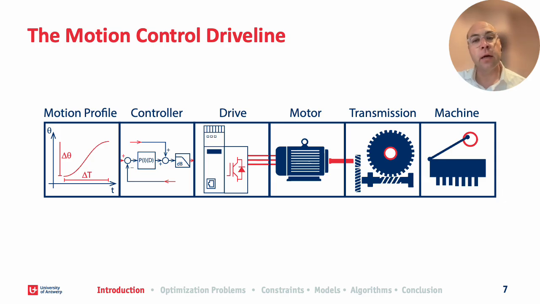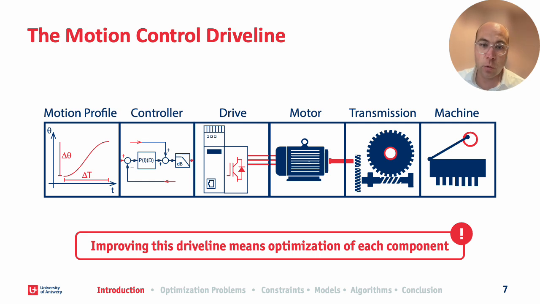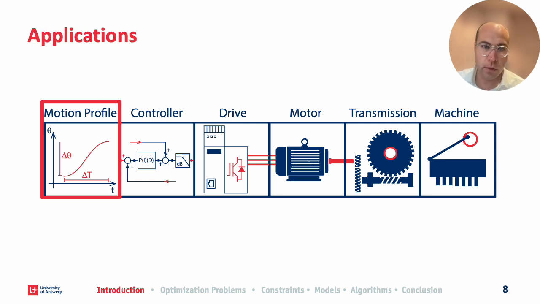And to do that, we in our research group want to look at the complete driveline. The machine itself has some things we can optimize: the transmission, the motor, the drive, the controller and the motion profile. For all of these we have parts that can be optimized. And so improving the complete driveline means we have to optimize each component.